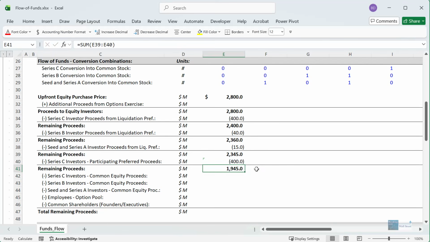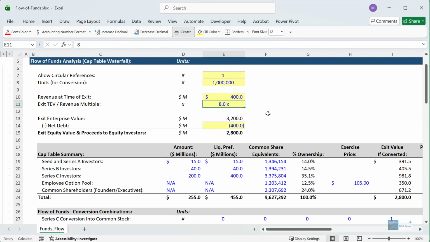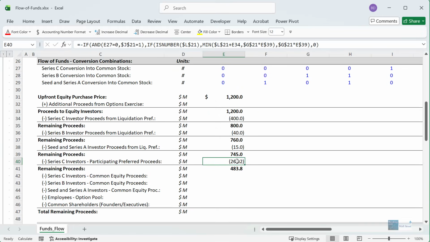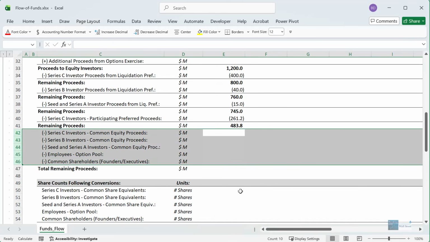Let's now sum this up. The other thing I want to do is go back and change this to a 4x revenue multiple because we're not actually exiting the company for 8x. So I'm changing this back, and now you can see that the total proceeds here are much lower. So now we're on to the next part, which is the common equity proceeds.